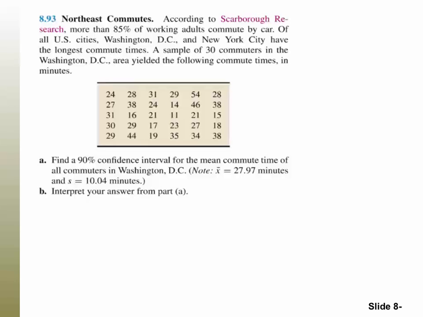A sample of 30 commuters yield the following commute times. So 30 commuters in New York City and their commute times. All right, and so it tells us that the mean commute time for the sample was 27.97 minutes. And the standard deviation for that sample is 10.04 minutes. And how big is the sample? 30.